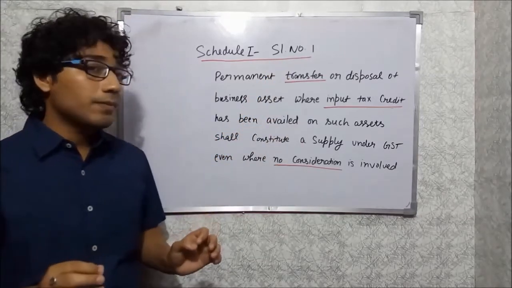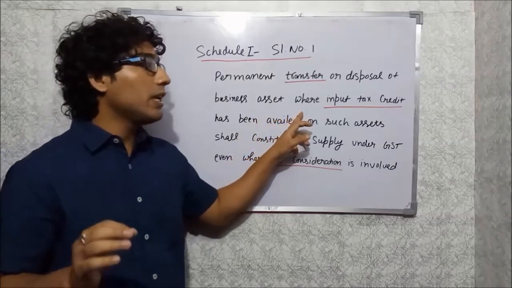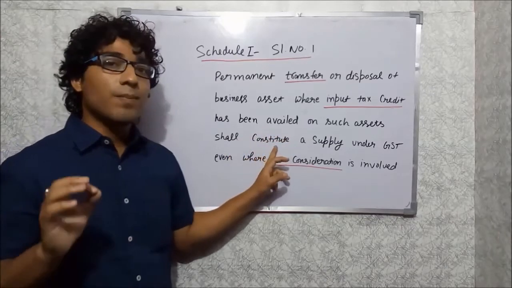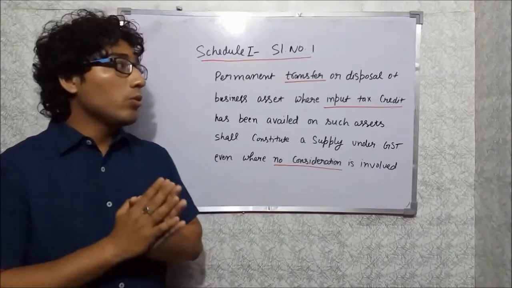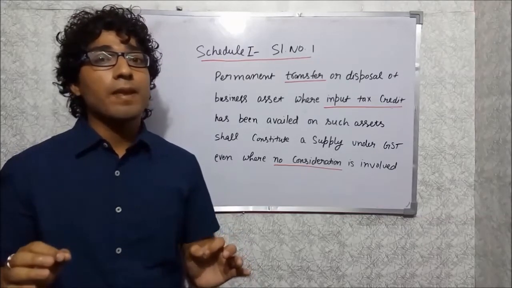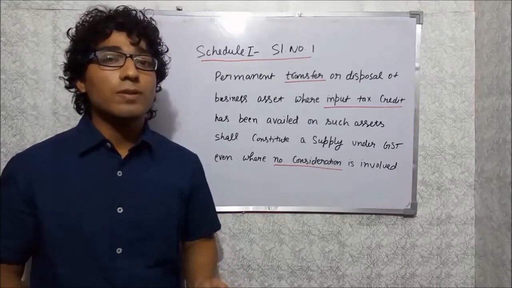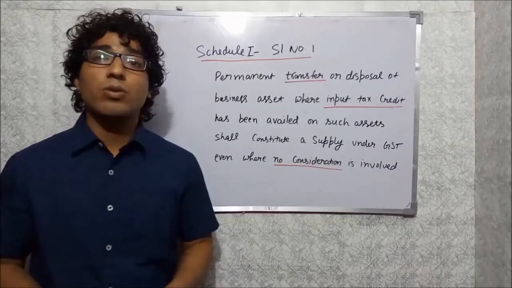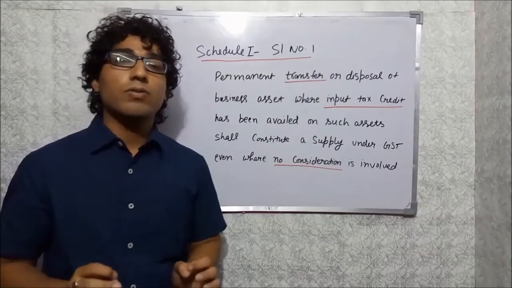It says that permanent transfer or disposal of business assets where the input tax credit has been availed on such assets shall constitute a supply under GST even if no consideration is involved. So suppose you are using your business assets in your business and you have also taken the input tax credit on it, and then you want to permanently transfer those assets for your personal use, then even if no consideration is involved in the transaction, that transaction will be constituted as supply of goods under GST. And that activity is written under Schedule 1 of the CGST Act.